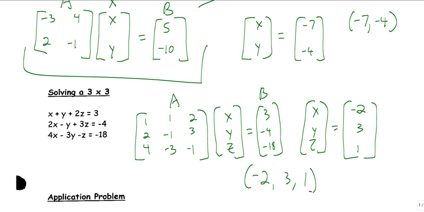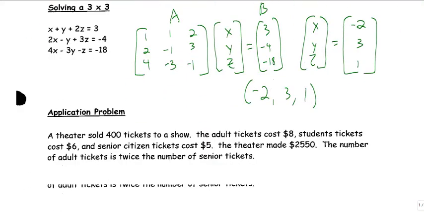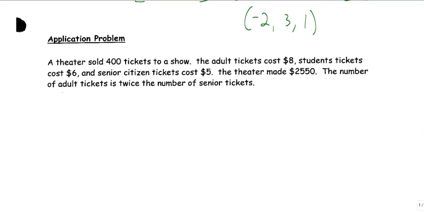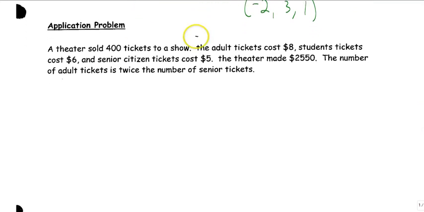So we have that one done now. And finally, we can do the last one. You guys try to set this up on your own. Pause the video, come up with your equation. We've done ones like this before. Theater sold 400 tickets. There's adult, student, and senior. So I'm going to just call that XYZ. Adult will be X, students will be Y, seniors will be Z.